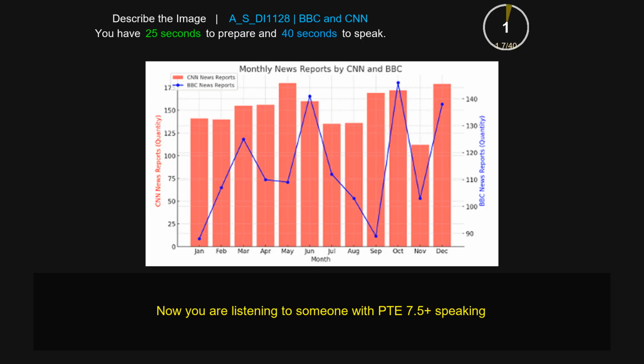This chart is giving information about monthly news reports by CNN and BBC. The highest number goes to October and it is above 150. Conversely, the smallest number goes to November and it is less than 75. Furthermore, this picture is giving more information about monthly news rate and it is fluctuating. Overall, this picture gives more information and it is more informative.